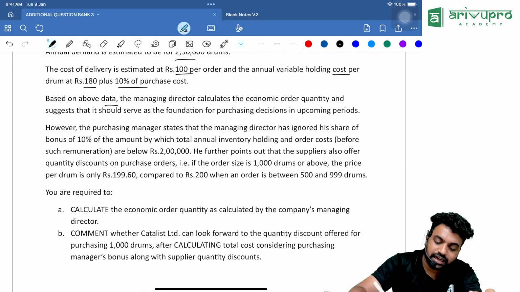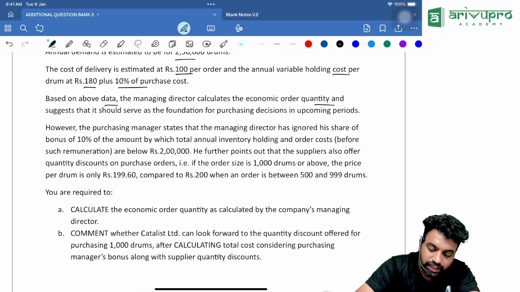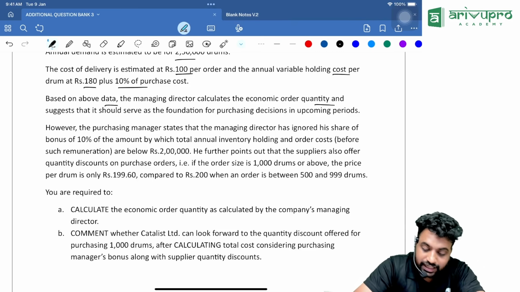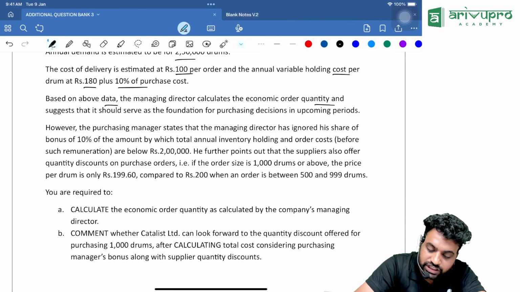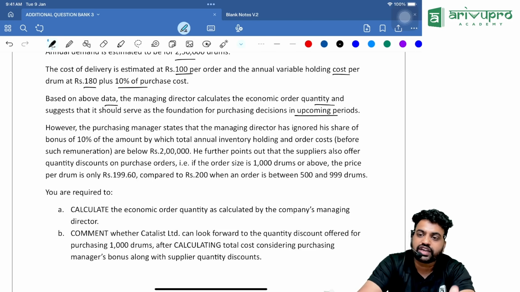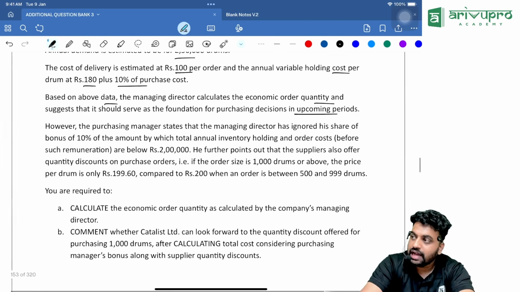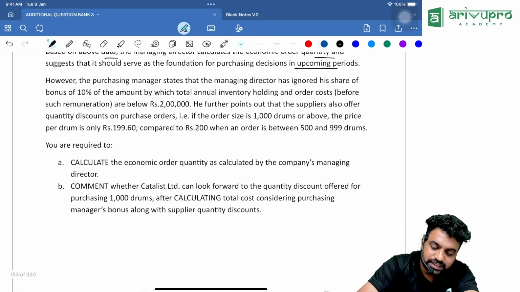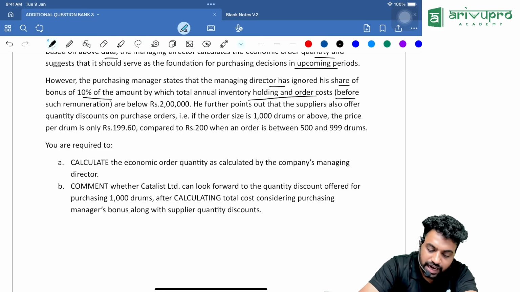Based on the above data, the managing director calculates EOQ. So MD calculated EOQ and suggests that it should serve as the foundation for the purchasing in upcoming periods. So try to understand. Our MD calculated EOQ and is telling let's go for EOQ. However, the purchase manager states that MD has ignored his share of bonus of 10% of the amount by which the total inventory holding cost and ordering cost before such remuneration are below 2 lakh. Read that line once again.